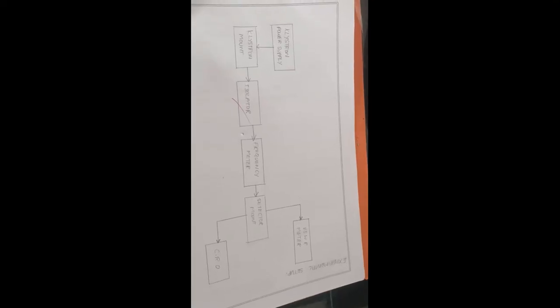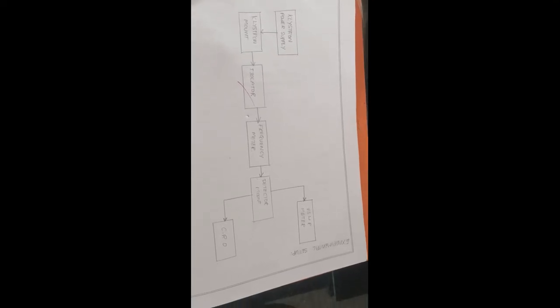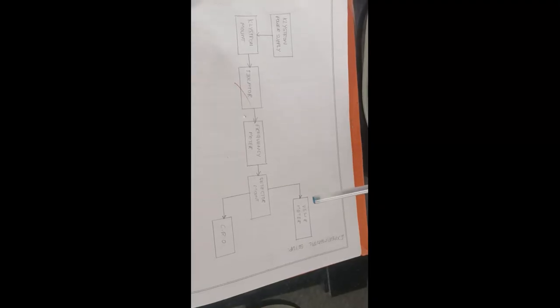Hello everyone, today we are going to discuss the mode characteristics of Reflex Klystron, and this is the corresponding block diagram. We have Klystron power supply, Klystron mount, isolator, frequency meter, detector mount, VSWR meter and CRO, and this is the experimental setup which represents the microwave test bed.